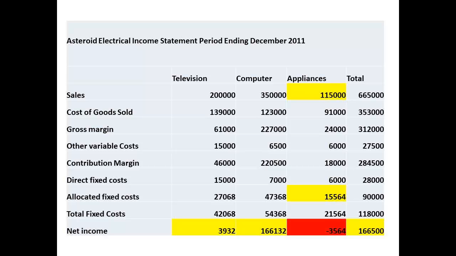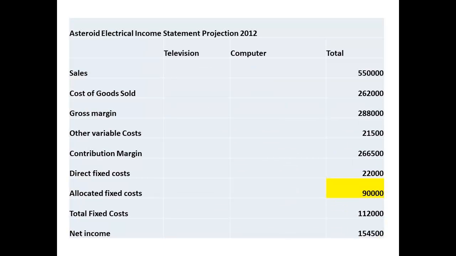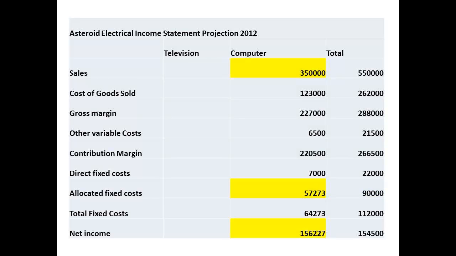The decision then is whether to discontinue the appliances department. If the appliance department is dropped, then the fixed costs still have to be allocated, since they will not change in total. Only now they need to be allocated between the two departments of television and computers. The computer department will now have an allocation of $57,273 of fixed costs, so the net income will be $156,227.